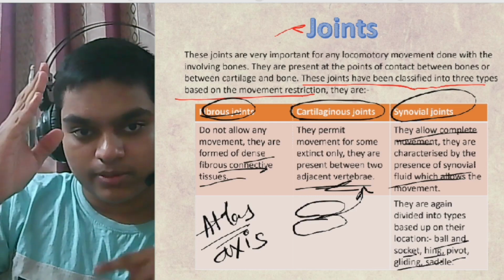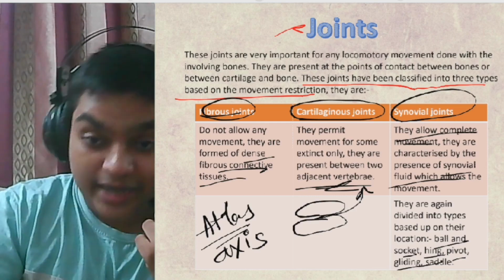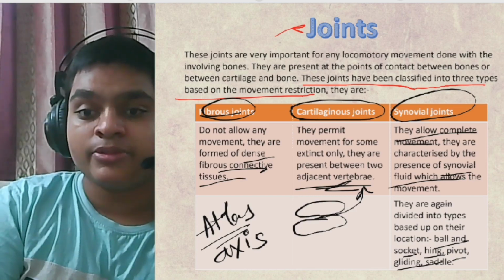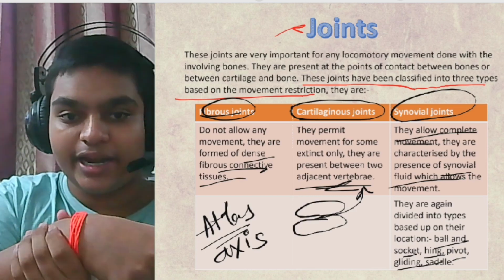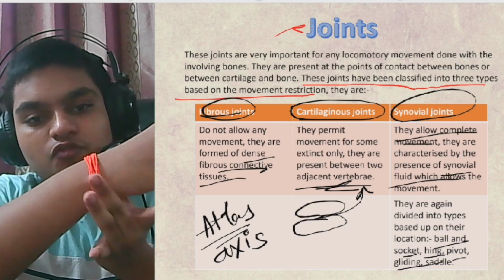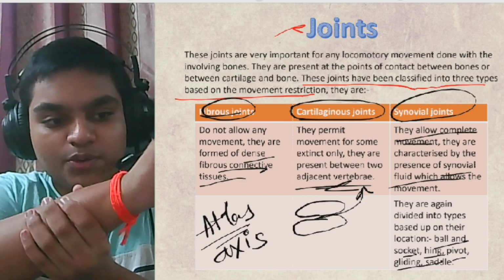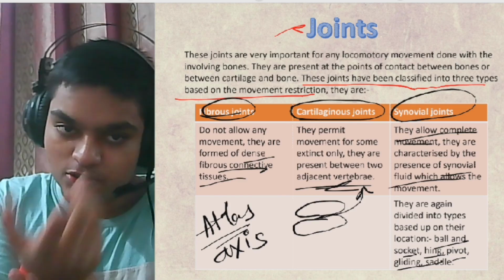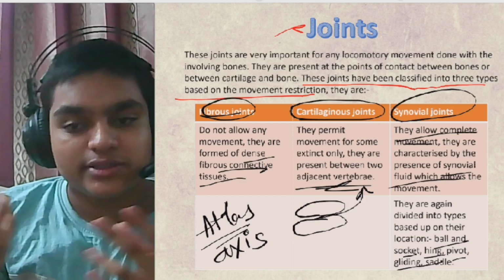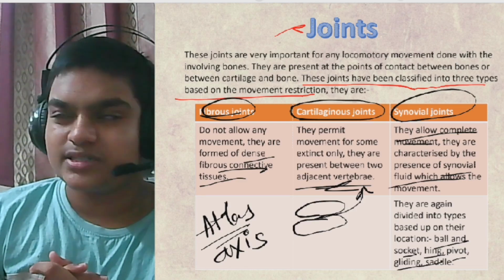The joint present between atlas and axis is called a pivot joint. Gliding joint. See here, the carpal bones glide over one another. So wrist bones have gliding joints. And saddle joint. This is saddle joint.